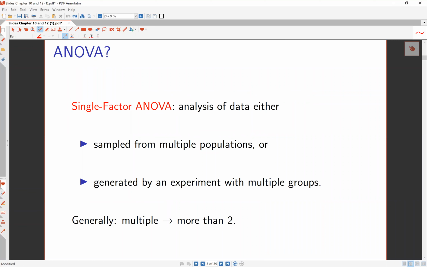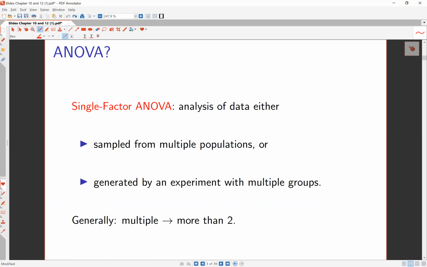So in this very broad description, what we did in two-sample t-testing falls into this, because in the two-sample t-test or two-sample z-test procedure, we were often comparing two populations or data obtained from two different groups. And so therefore, even though ANOVA can be applied to two-sample settings, we generally reserve it for scenarios where we have more than two groups or more than two populations.